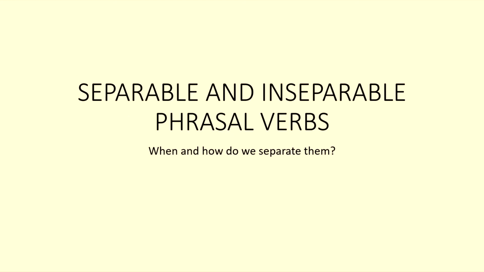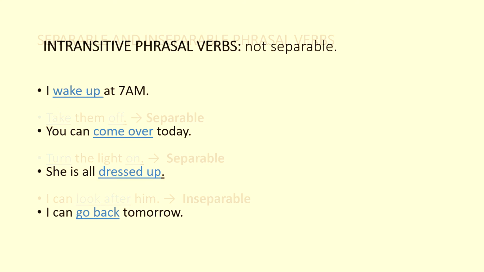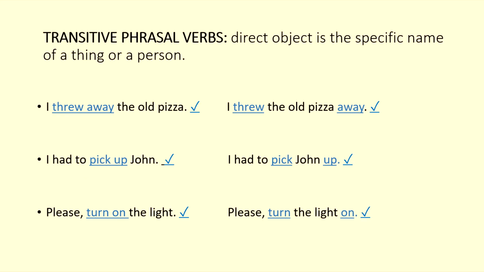There are two types of phrasal verbs, separable and inseparable. It means that sometimes we can separate a particle from the verb in a phrasal verb sentence and put a direct object in the middle. This separation is something we can only do with transitive phrasal verbs. Intransitive phrasal verbs, the ones with no direct object, cannot be separable. Transitive verbs can be separable or not.